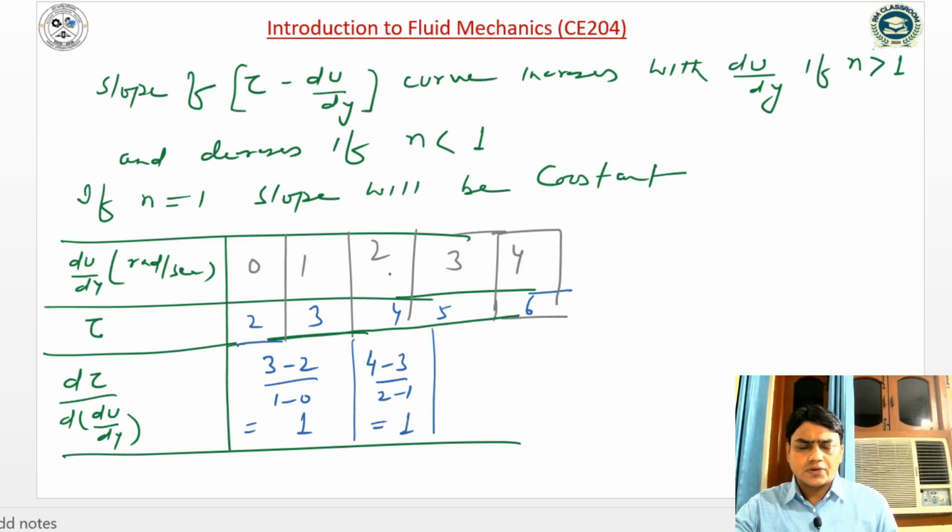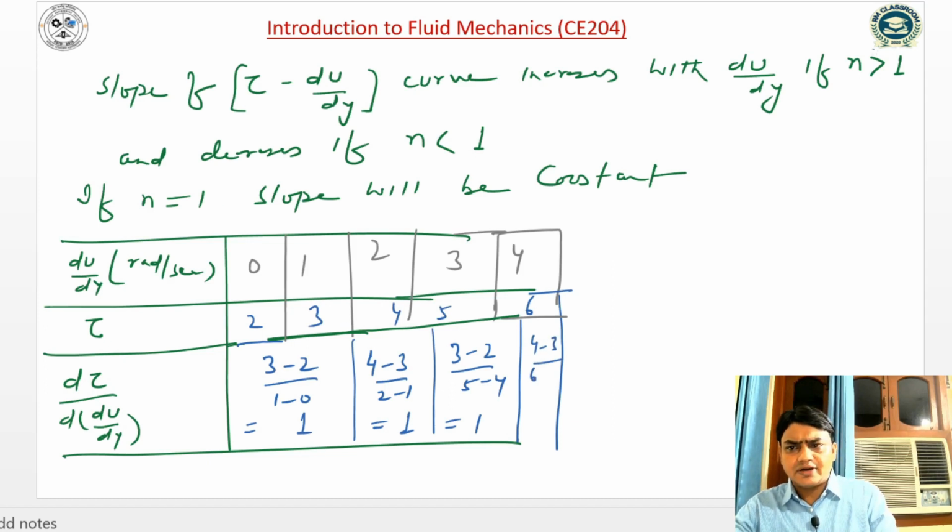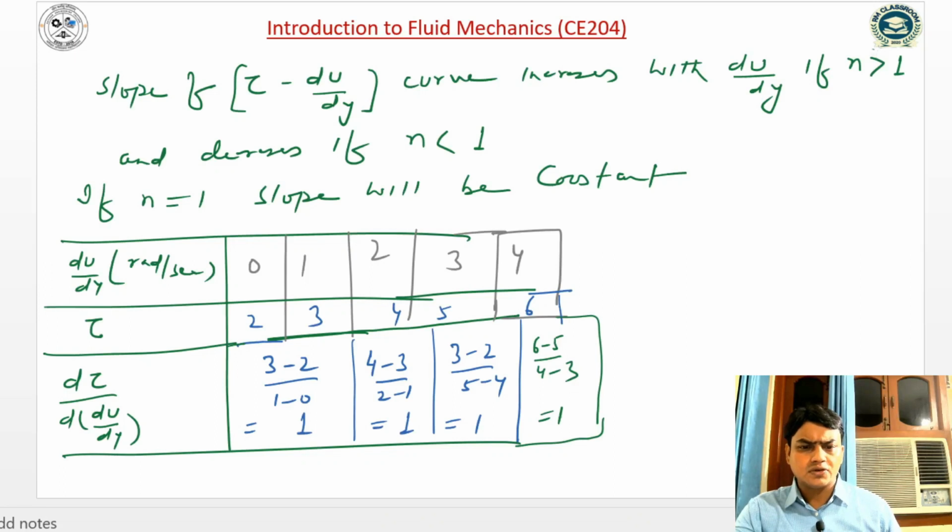Similarly for this, it will be 3 minus 2 divided by 5 minus 4, so it will be 1. And for this, 4 minus 3, 1. Then 6 minus 5 divided by 4 minus 3, so it is also 1. So here the slope is constant. Here we can see that d tau by du by dy is constant.